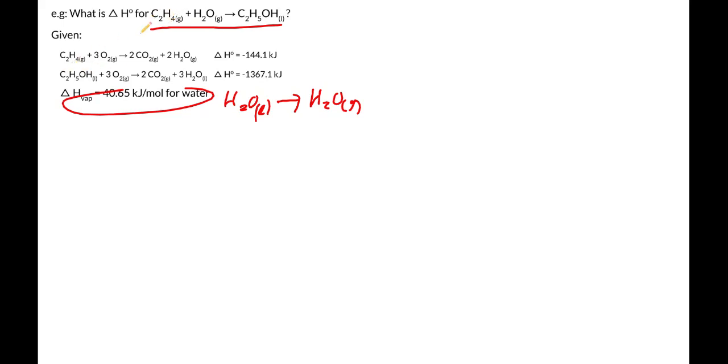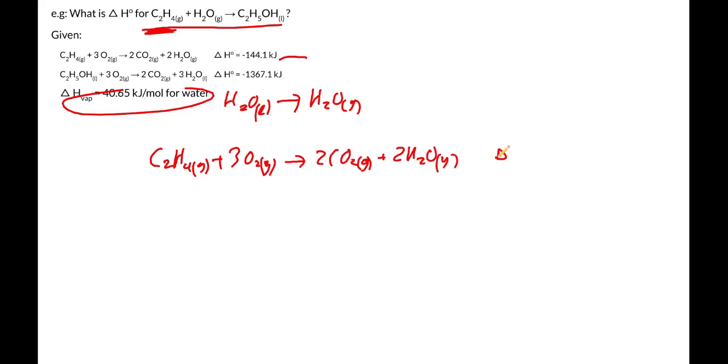So I want C2H4 to be on the reactant side, so I'll take this equation and write it just as it is. So C2H4 gas plus 3 O2 gas makes 2 CO2 gas plus 2 H2O gas. And delta H for that process is given to us as minus 1444.1 kilojoules. Now I want C2H5OH to end up on the product side. So I'm going to take this reaction and I'm going to flip it end for end. So I'll do that.